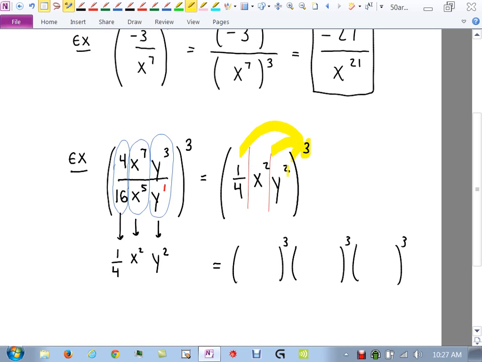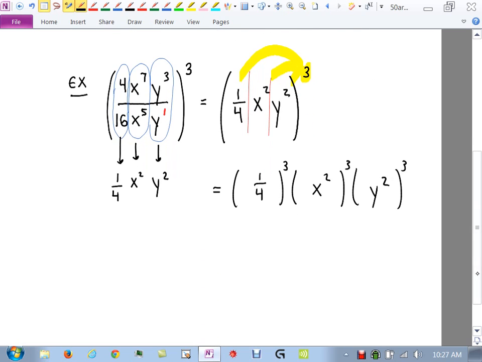So what goes in my first parentheses? 1/4. Second parentheses, x squared. Third one, y squared. What's 1/4 cubed? Yeah, it's 1/4 times 1/4 times 1/4. You multiply straight across. 1 times 1 is 1. 4 times 4 times 4 is 64. What's x squared cubed? X to the 6th. What's y squared cubed? Y to the 6th. And we are done.